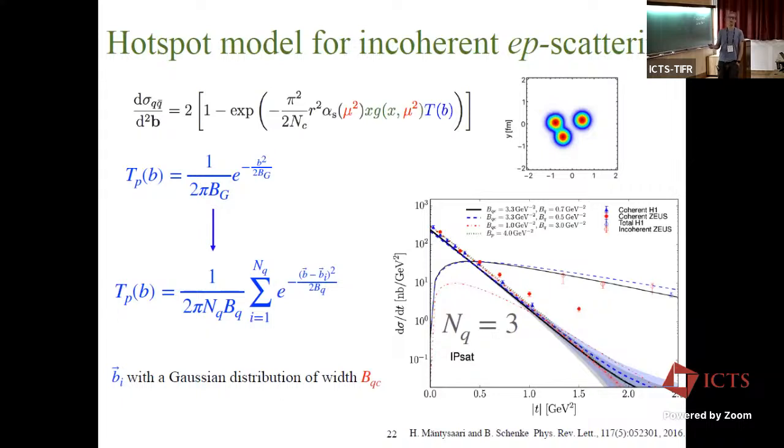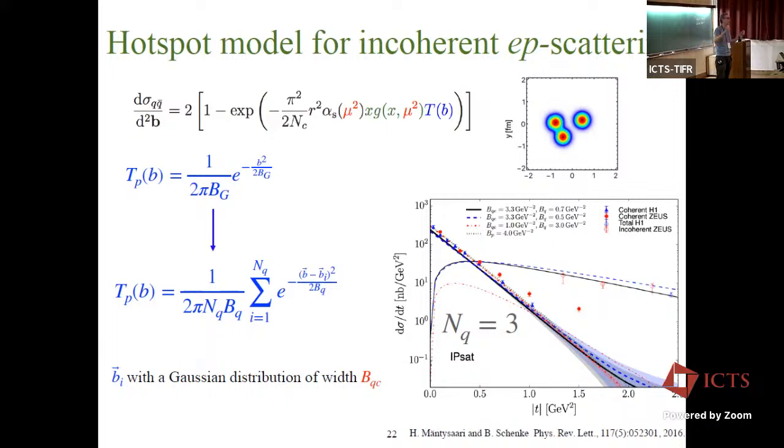So the thing is that in EP, the proton can also break up sometimes. We can have incoherent scattering in protons, which is called dissociative proton events. Heikki Mäntysaari and Björn Schenke introduced this hotspot model where the proton now is not just a spherical Gaussian, but a collection of hotspots. They choose as a standard 3 hotspots.